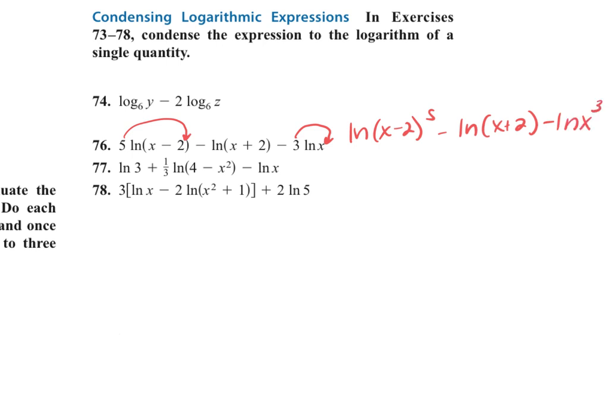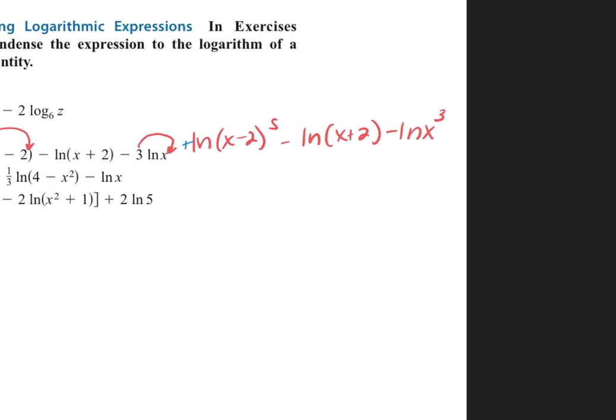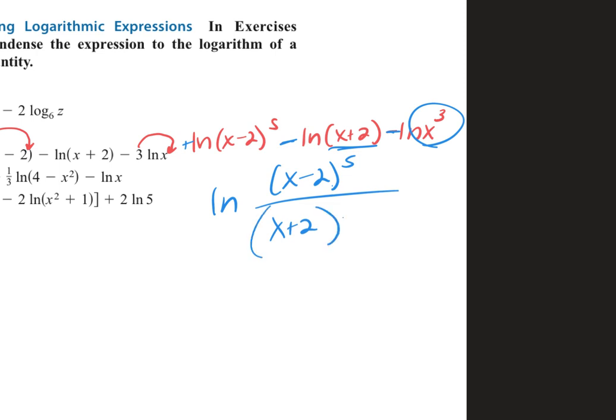And then anything that has a negative, no matter what the order is, is going to go to the bottom of the fraction. Anything that's positive goes to the top. So this is technically a positive ln. So my ln is going to go here, and the x minus 2 to the 5th goes in the top. This then has a minus, so this guy's going in the bottom, x plus 2. And this has a minus, so this is also going in the bottom. So it would look like that. And the order can be switched, like the x to the 3rd can go in the front. But anything with a minus goes to the bottom, no matter what the order is.